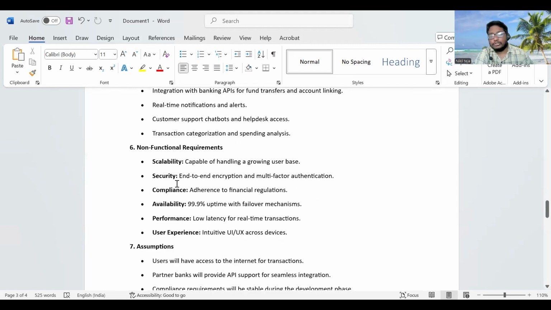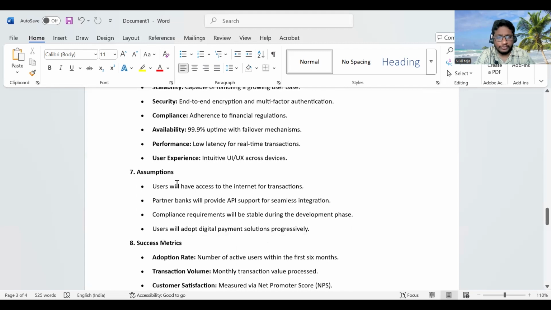Non-functional requirements. Basically, almost all IT companies, like 90% of them, will have the same non-functional requirements. That is, there should be good scalability, security, compliance, availability, performance, and user experience. So almost all IT companies will have similar non-functional requirements, but functional requirements may change based on the IT company and the project they are working on, right? This is about functional and non-functional requirements.